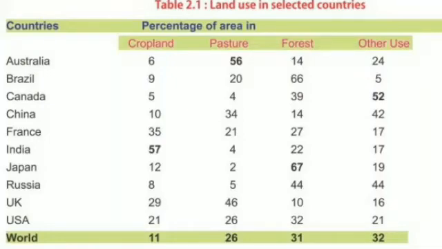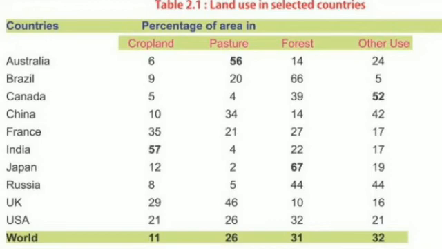What is private land? When a piece of land is owned by a person, it is called private land. And community land is owned by all members of the community for common use, like collection of fodder, fruits, nuts and medicinal herbs, etc. Now we will study the land use in selected countries.